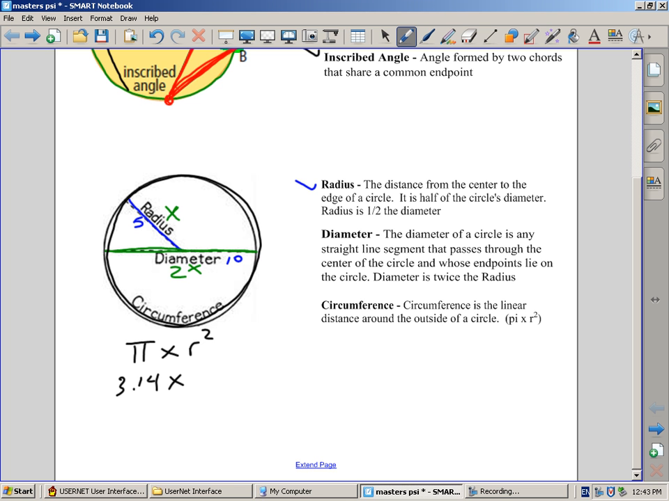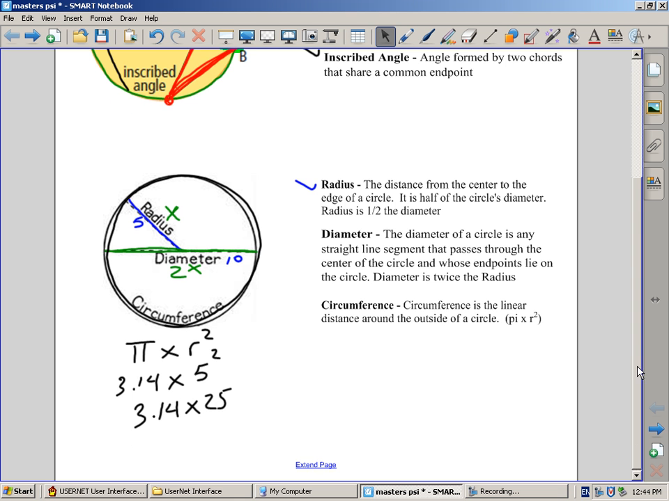We multiply that by the radius squared. The radius in this case is 5, so we would square that. And to find the circumference of this circle, we would go 3.14 times 25, and that would be what our circumference is. I hope you found this helpful.